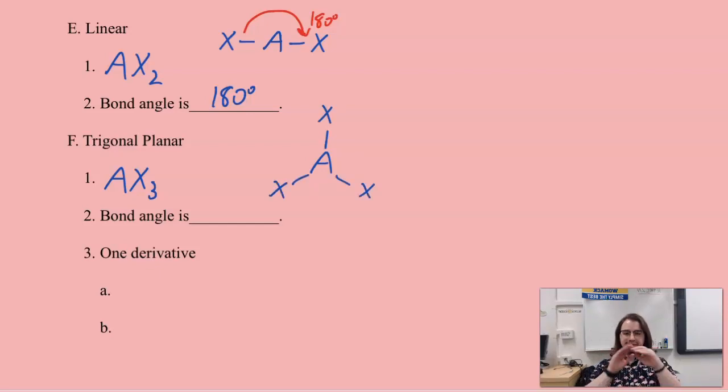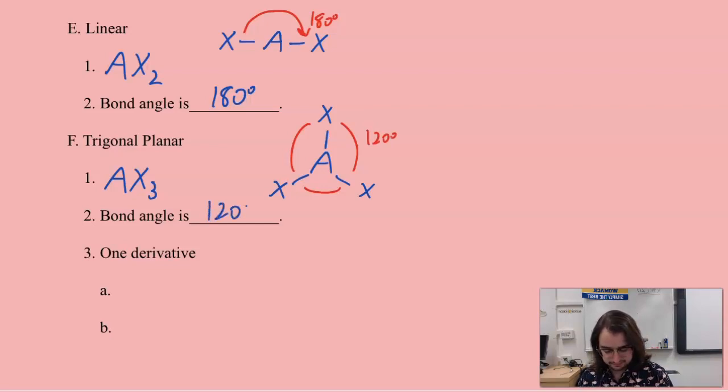Notice that it did not draw them kind of like in a T shape, because again, we're trying to get those X's as far away from each other as possible. These angles are all equal, and you can probably guess what those angles are. This is going to be 120 degrees in between all of them. So now let's talk about the derivative.